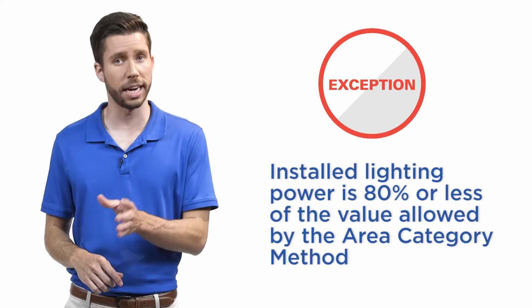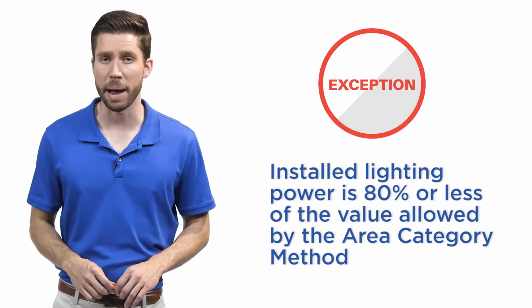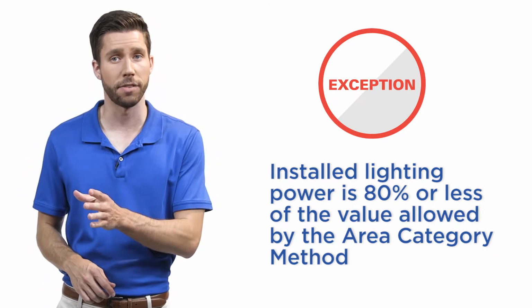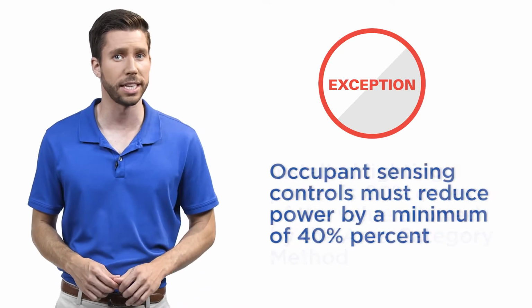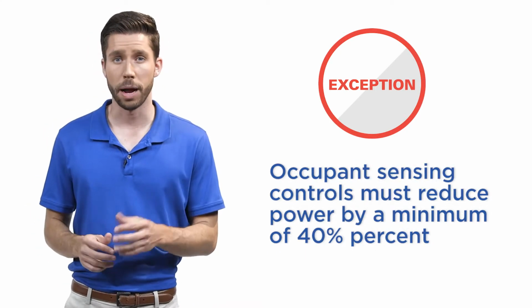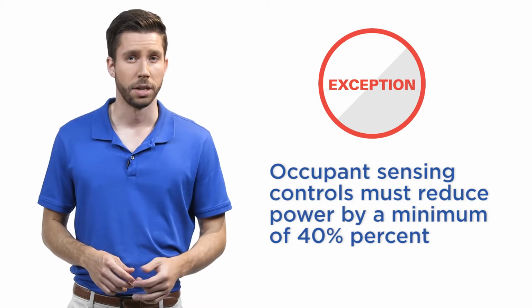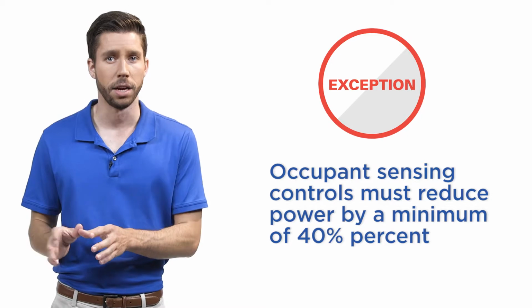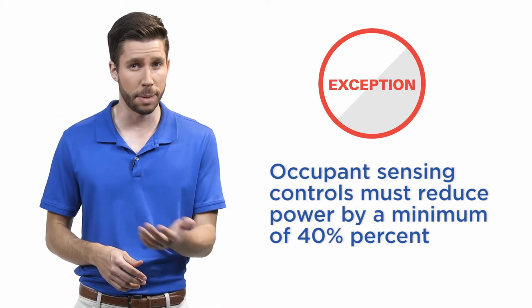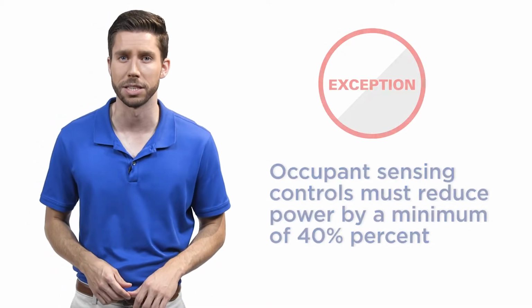In corridors and stairwells, in which the installed lighting power is 80% or less of the value allowed under the area category method, occupant sensing controls must reduce power by a minimum of 40%. Again, these spaces are already using less electricity for lighting than is allowed by the standards. Dimming requirements can be relaxed.